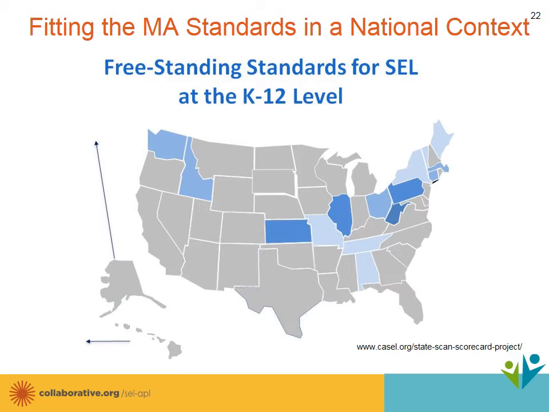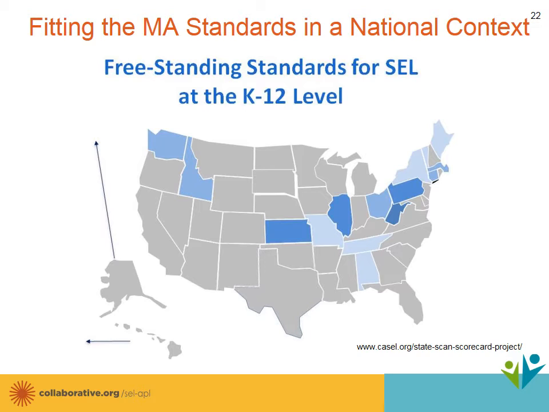On this map, you see how few states have freestanding SEL standards with developmental benchmarks at the K through 12 level. This is in stark contrast with the earlier map of the freestanding standards for pre-K. Massachusetts is in medium blue because our new standards include kindergarten. The key to the map is as follows.